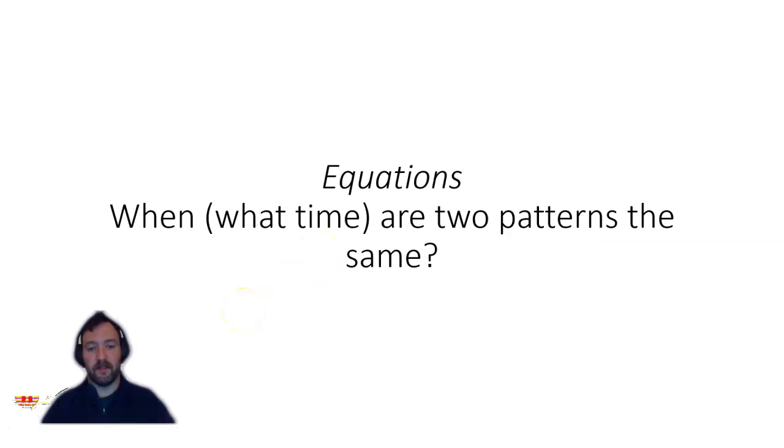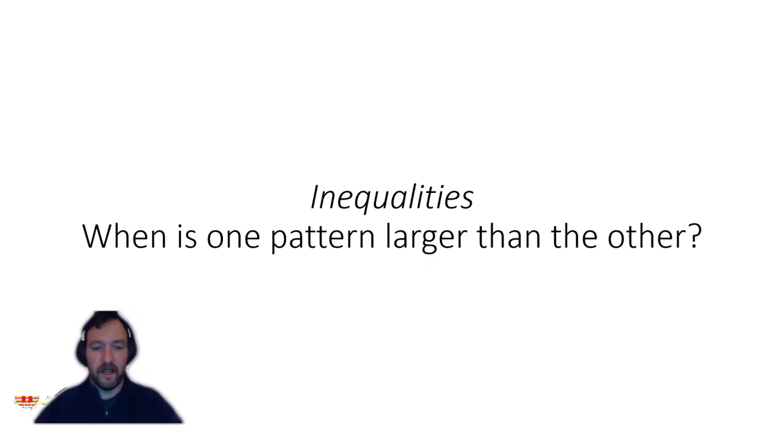As a quick recap here, equation means when are two patterns the same. Often I put in parentheses there what time, because that's often the question you're asking. So you're asking, at what time will something equal something else? At what time will the stock price equal $100 and I need to sell? Inequalities is when is one pattern larger than the other, or conversely, when is one smaller than the other. It doesn't matter: asking, is pattern A larger than pattern B, is the same as asking, is pattern B smaller than pattern A?